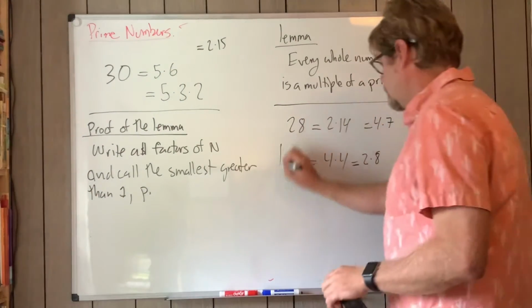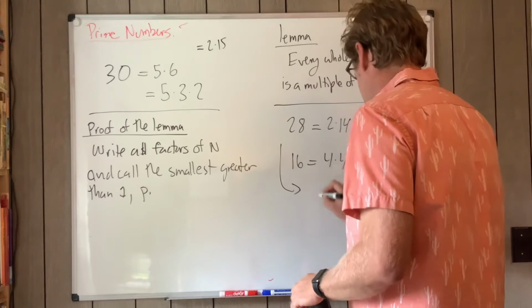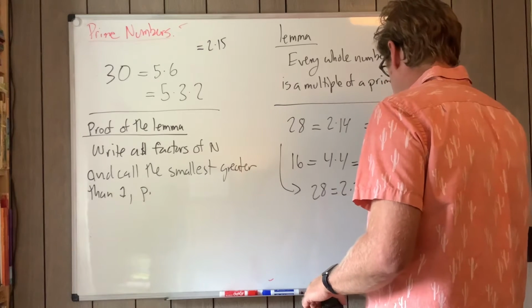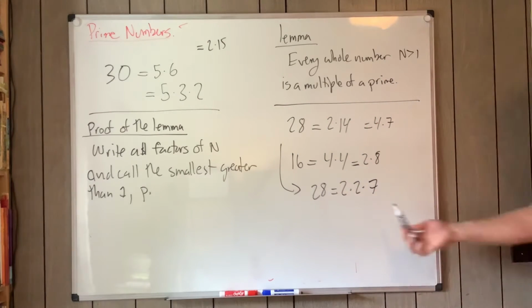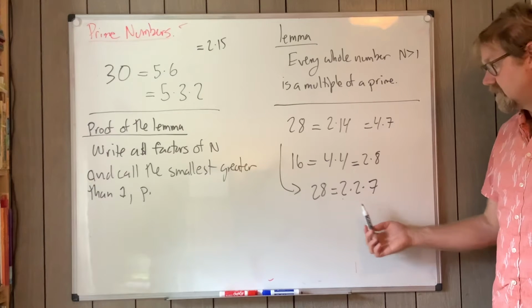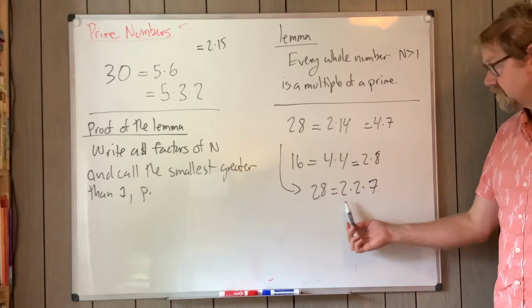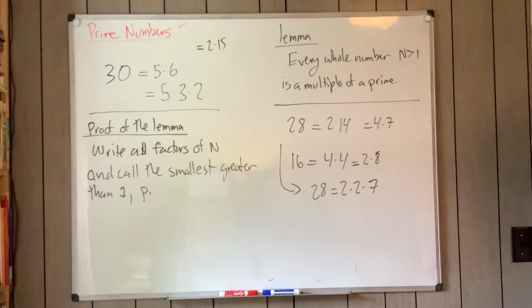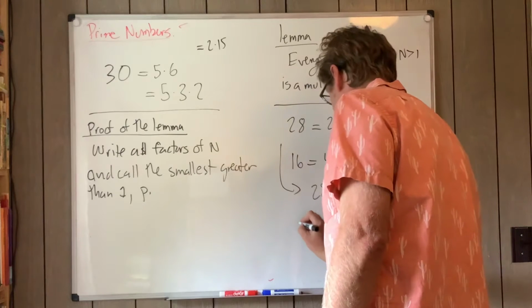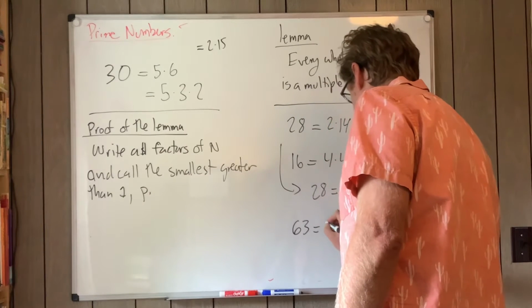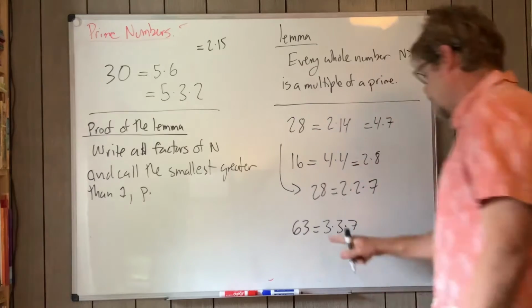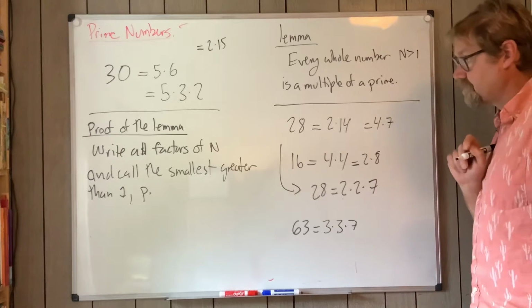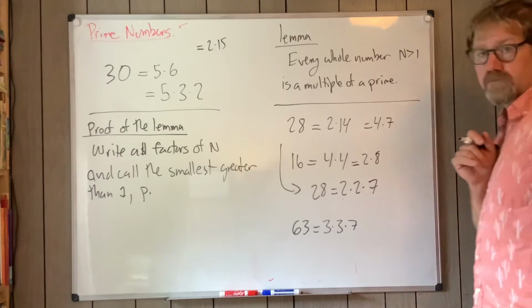Okay. So maybe let me come back over here. 28 I can write as 2 times 2 times 7. This one has 2 repeated twice. But in this case, I would just say 2 would be p. The same thing over here. If I had, let's say, 63, which is 9 times 7, so 3 times 3 times 7, p would be 3. Okay, so I'm just going to call the smallest one p.